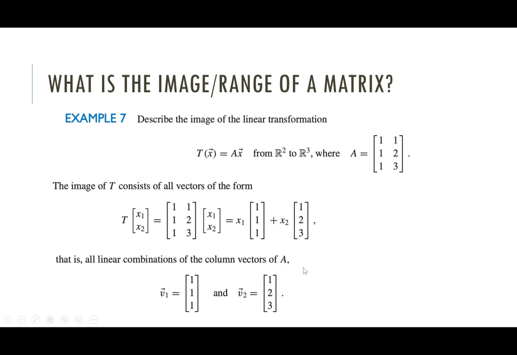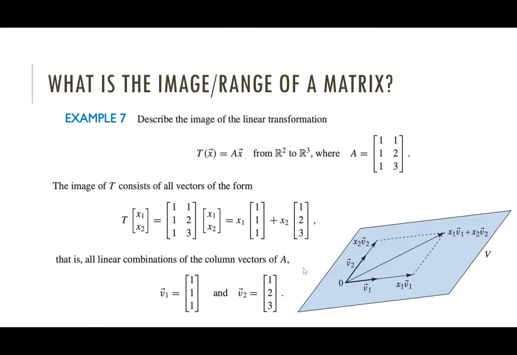In a geometric form, this is going to look like a plane through the origin. So you've got two vectors and you're looking at all linear combinations of these vectors. And this actually is generally how we think about the image of a matrix. It's going to be the linear combinations of its column vectors.